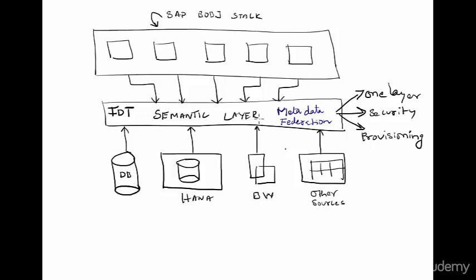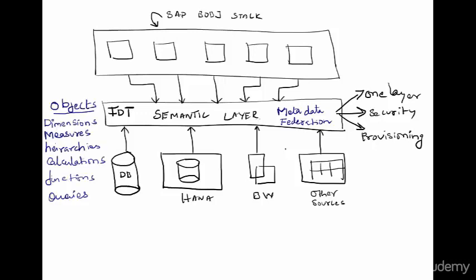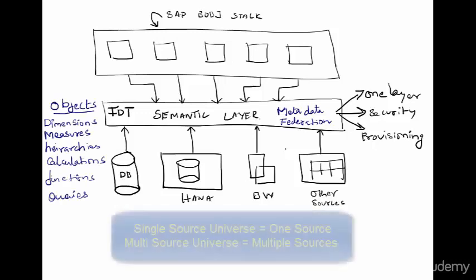A couple more things about the universe is it's a collection of metadata objects that enable the business users to analyze and report on corporate data in a non-technical language. So you can operate on the columns and data types and joins and things like that in a non-technical friendly way. So these objects could include dimensions, measures, calculated attributes, hierarchies, queries, and things like that.